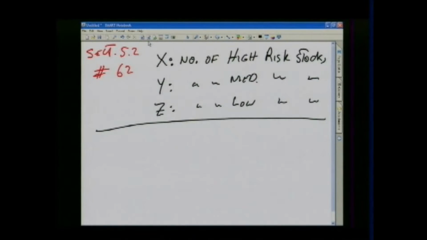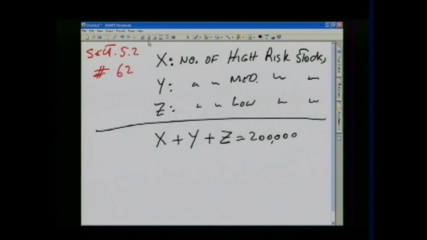First, it tells you the total amount of money available is $200,000. So that would tell you x plus y plus z is equal to $200,000. That's number 1. Another information it tells you is that the return on the different stocks, 15% on high risk, 10% on medium, and 6% on low risk.